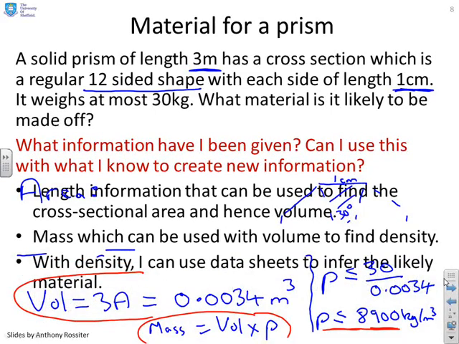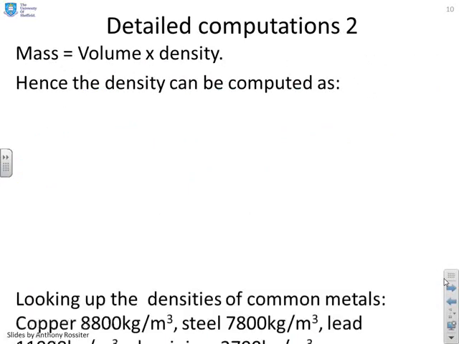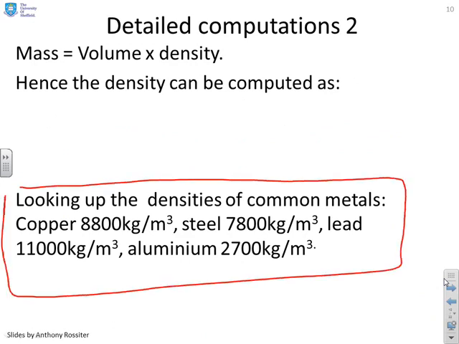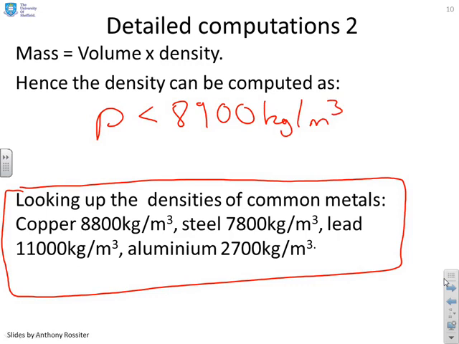Okay. So next, I need to look up some common information. So what are the densities of common materials? Okay, the density of copper, 8,800, density of steel, 7,800, density of lead, 11,000, density of aluminium, 2,700. And I've worked out that I want the density to be less than 8,900 kilograms per meter cubed. So I can see immediately it could be copper, could be steel or iron, but it's not going to be lead.